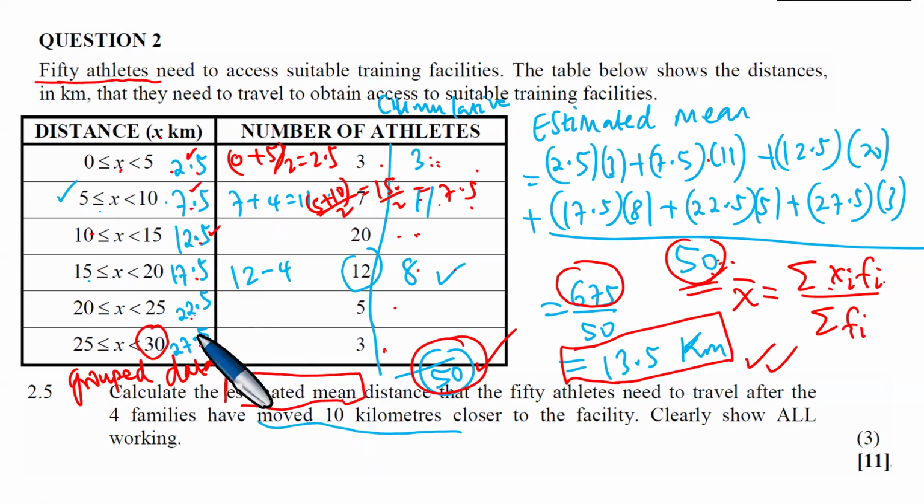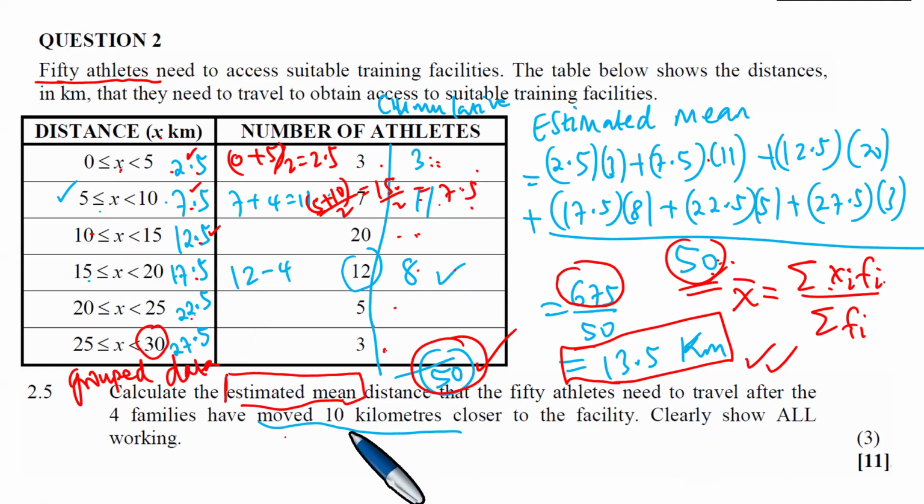Then you write them next to the classes. These are class midpoints. You multiply them by the individual frequencies per class, meaning you take 2.5 times 3. Then the class midpoint here is 7.5 times 11. Here the class midpoint is 12.5 times 20. Here it is 17.5 times 8, because it's no longer 12, since some of them moved from here.